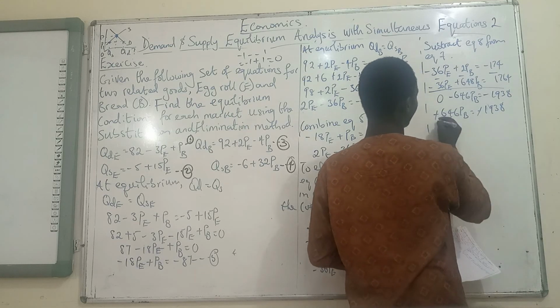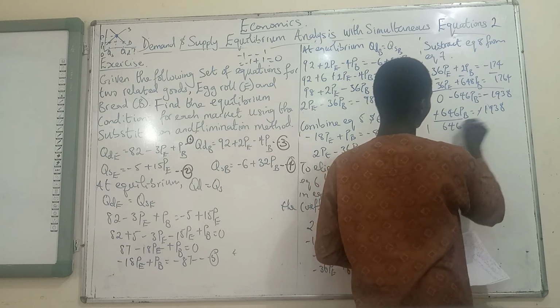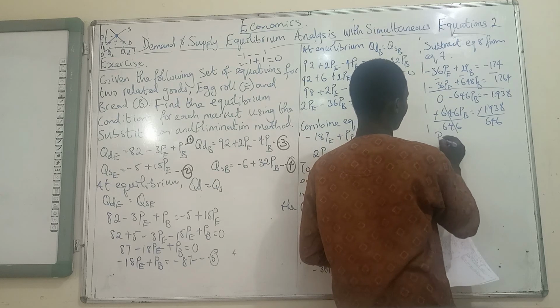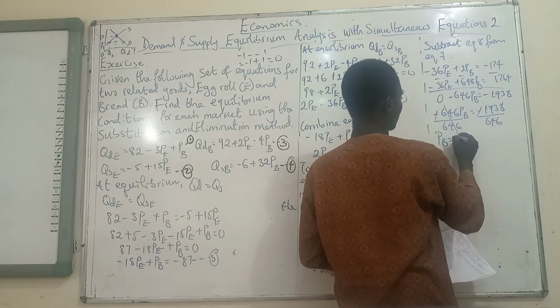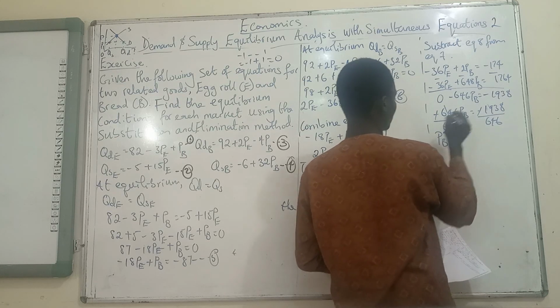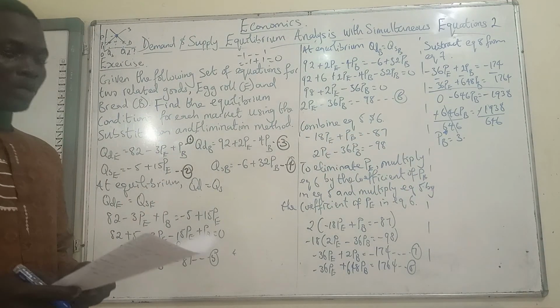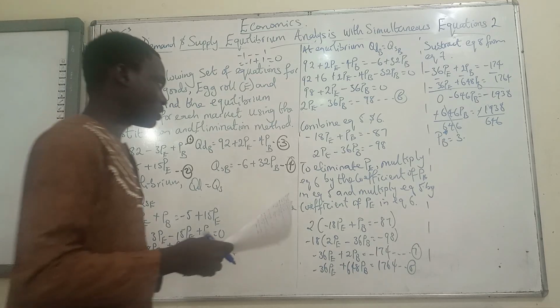Minus cancels minus, you divide through by 646. By 646, this cancels this, and the price of P is 3. We call it the equilibrium price, since we are talking about equilibrium price. 1938 divided by 646 will give us 3. You can punch that on your calculator and see what you're going to get.